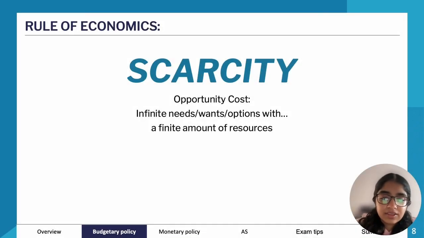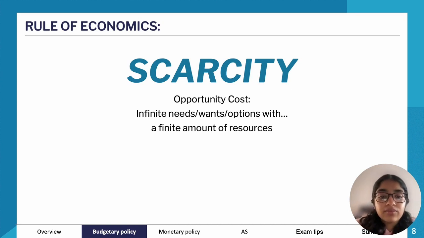Let's go to scarcity. I'm going to keep referring to scarcity a lot, and that's because it's an underpinning concept in economics. It is the number one rule in economics, and it's literally the reason why economics even exists. So scarcity is basically when we have all these unlimited wants and needs, and we have a limited amount of resources such as land, labor, or capital to satisfy these wants and needs.